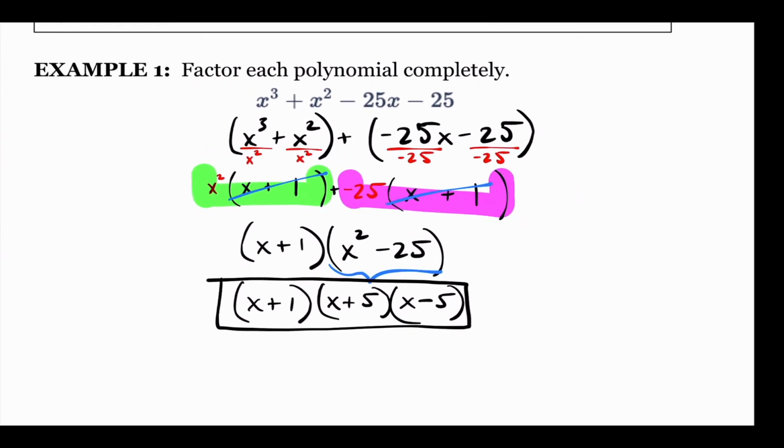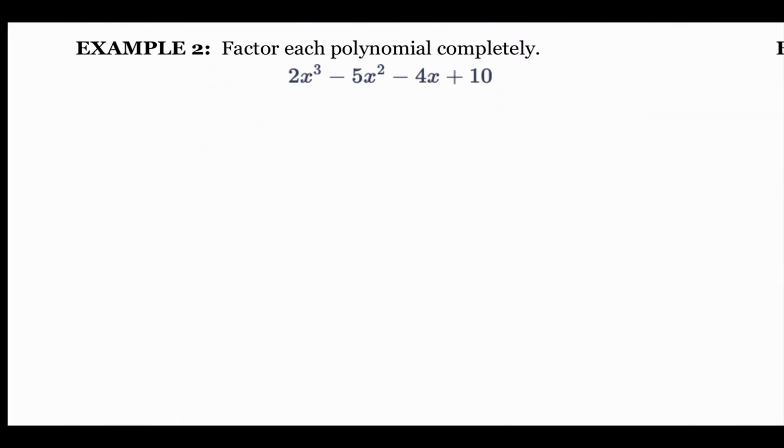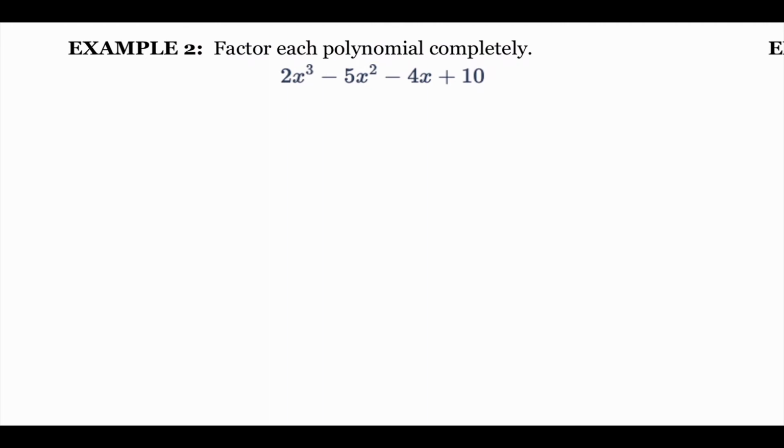Okay, let's go to number 2. Again, it says factor completely. It's got 4 terms, so we have to use grouping. If it says factor and there's 4 terms, we have to use grouping. If it's 3 terms, we could use those steps on the board. If it's 2 terms, we can use those steps on the board, but we can't if it's 4 terms. So we're going to use grouping.